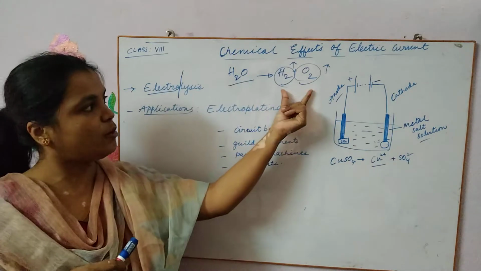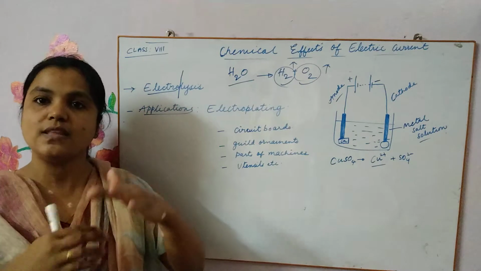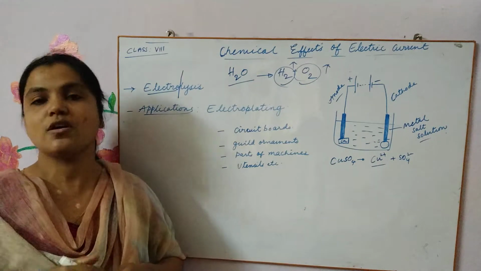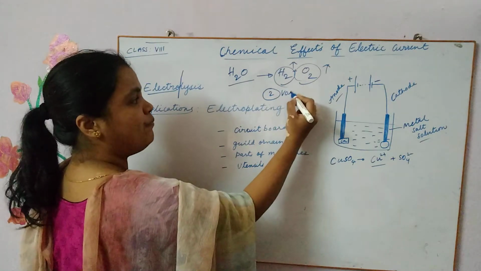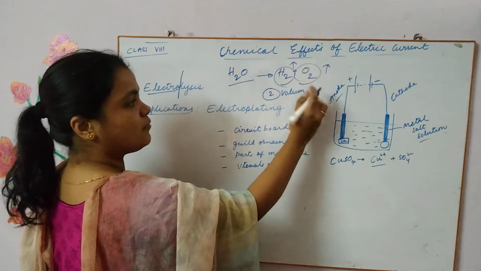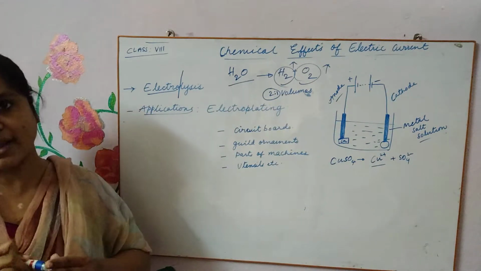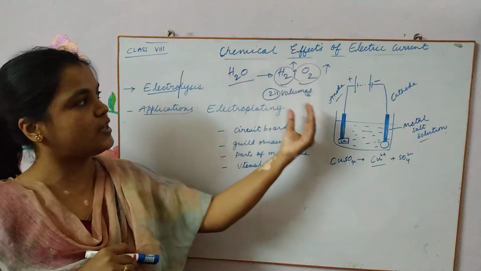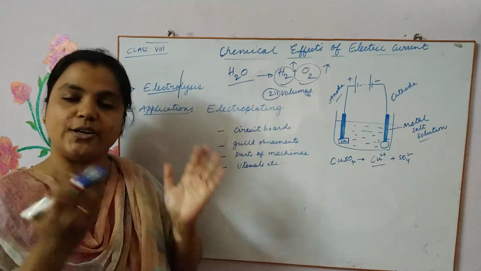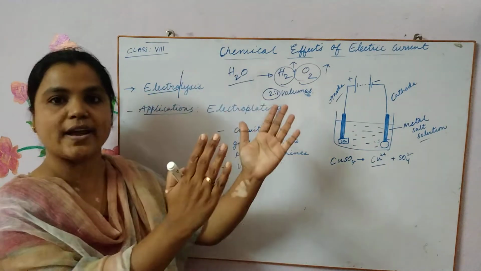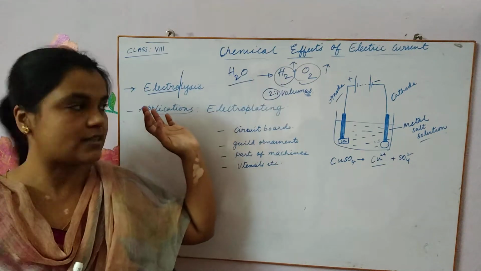Before I come to this, one small point I would like to add. Here you can see H2 and O2. If you see the volumes of hydrogen and oxygen, after electrolysis you will see that the volumes of hydrogen and oxygen will be in the ratio 2:1. That means 2 volumes of hydrogen gas and only 1 volume of oxygen. Which one will be more? Hydrogen will be more. 2 volumes of hydrogen, that means double the amount of oxygen, hydrogen will be present. Okay?